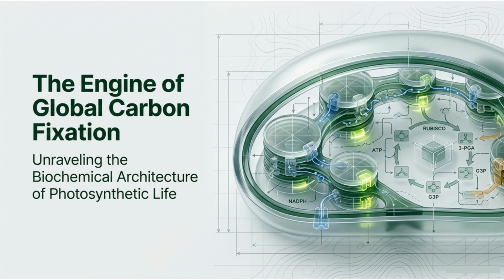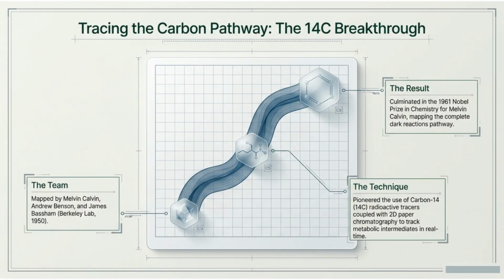Every second, an invisible engine powers the global carbon cycle, turning sunlight and air into the physical fabric of life. This is the Calvin-Benson cycle, the biochemical architecture of global carbon fixation. While historically called the dark reactions, this system is completely reliant on and strictly regulated by light. Unraveling this pathway was a milestone in modern science.